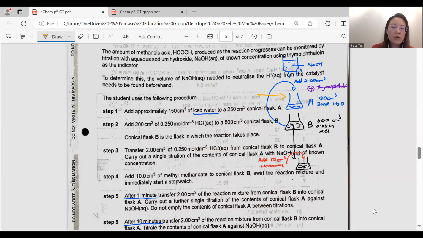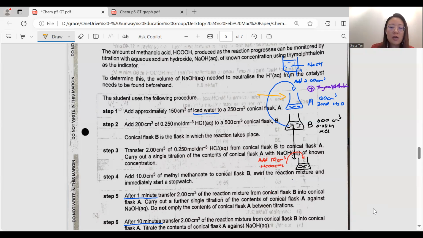Step 2: 200 cm³ of 0.25 M HCl was added to a 500 cm³ conical flask B. So this is a way bigger conical flask. Sorry, I didn't draw it very big, but it doesn't really matter, it's still a conical flask shape. You add 200 cm³ of the HCl, and conical flask B is where the reaction will take place.